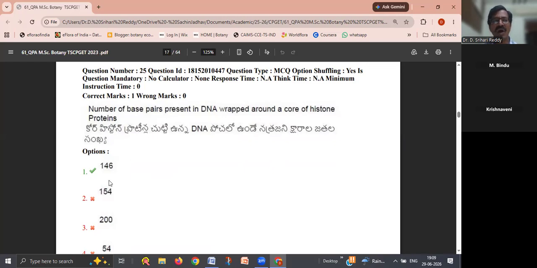So it is 146. You should remember, the structure that is formed is called the nucleosome. There, 8 histone proteins are wrapped. The DNA between two successive nucleosomes is called linker DNA. Okay, so the 146 base pairs length, that you should remember.